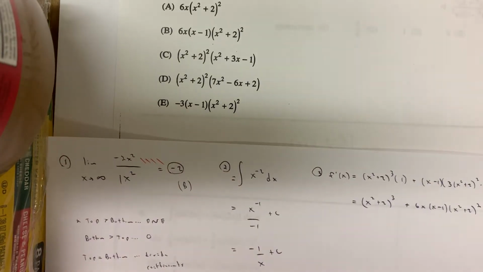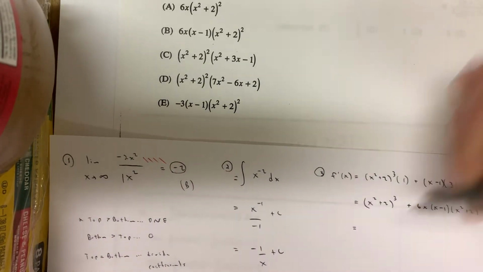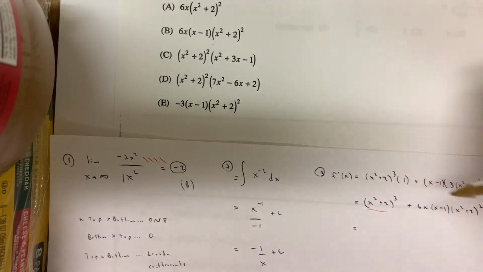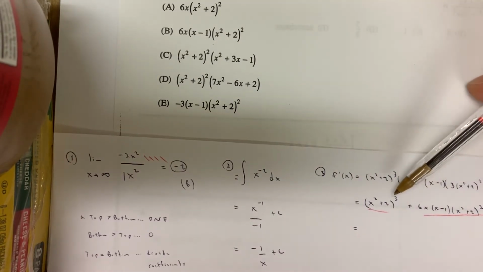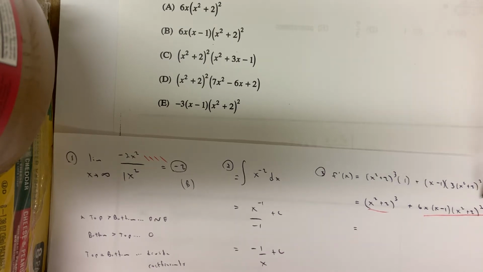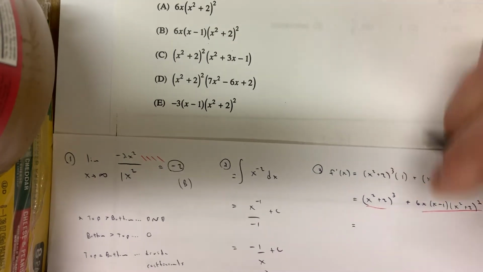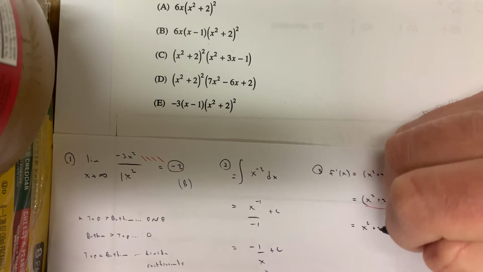The problem is those answers aren't in multiple choice because these two terms, and there are only two terms here, have something in common. They both have x squared plus 2. This guy's got the quantity to the third. This guy has the quantity to the second. We're going to factor out the lower exponent as always.